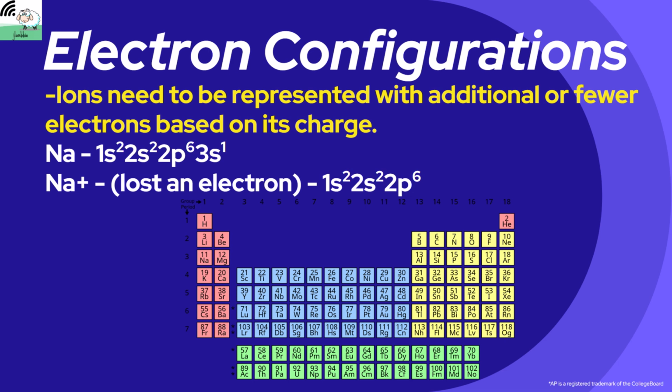Don't be taking them away from ones that are core electrons. You're going to add or remove them from the number of valence electrons. Those are the ones that are the outermost electrons in your electron configuration. So we remove it from the 3s. If sodium for some reason had a negative charge, we would be adding it to the 3s and then to the 3p, etc. So make sure that when you remove or add electrons, you're removing them or adding them from the outermost sublevel.